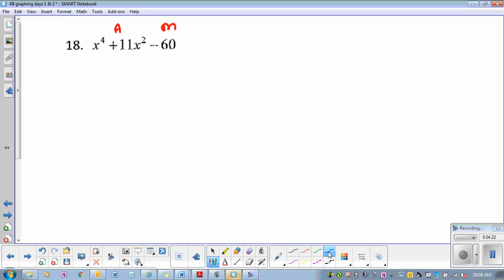So that means I need to draw a T-chart. So I need 2 numbers that multiply to give me what? What's my M number? Negative 60. And what's my A number? 11. Good. All right. So what are 2 numbers that multiply to give me negative 60 but add to give me a positive 11?